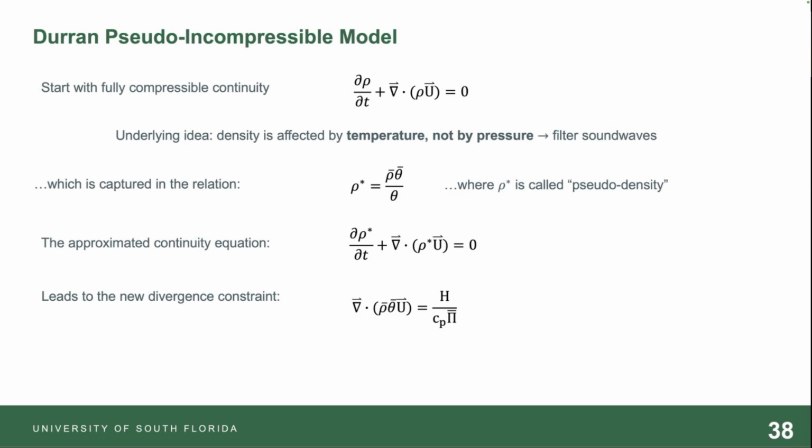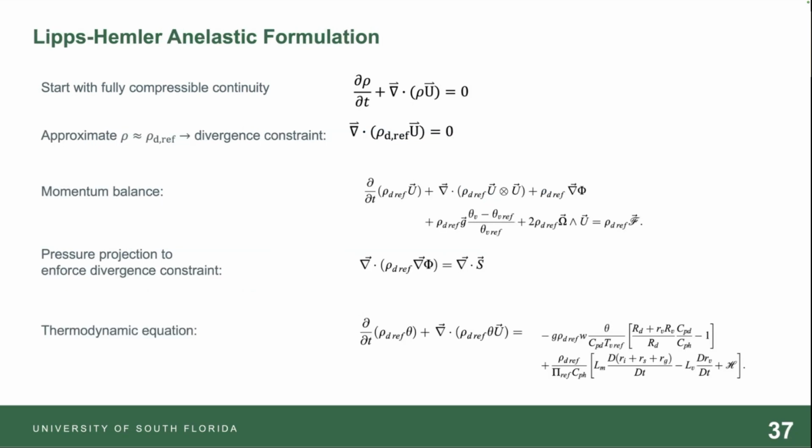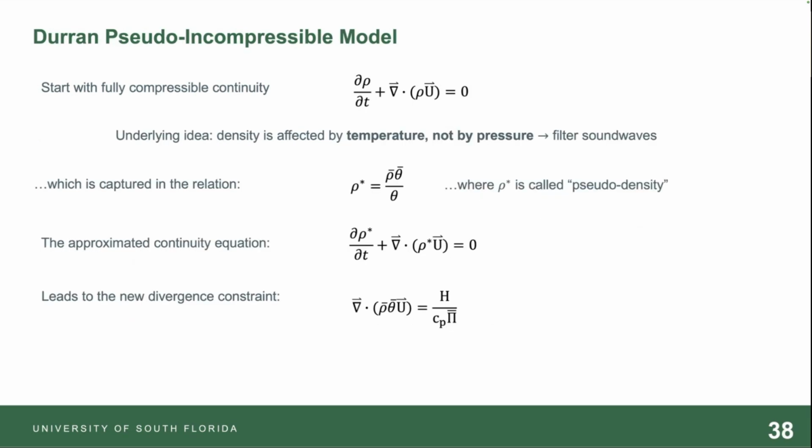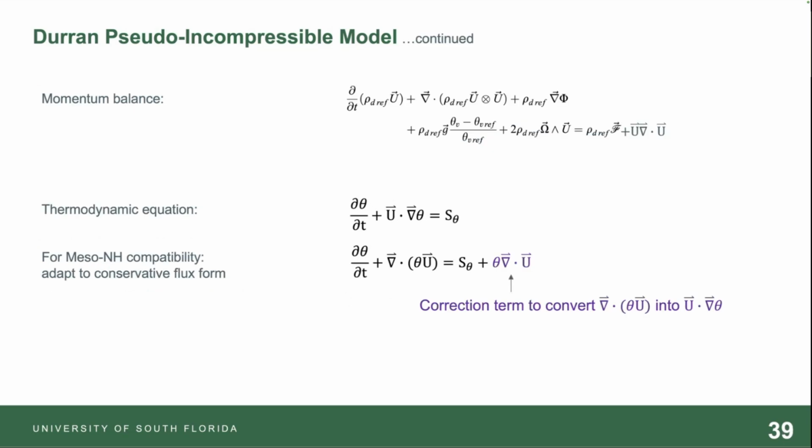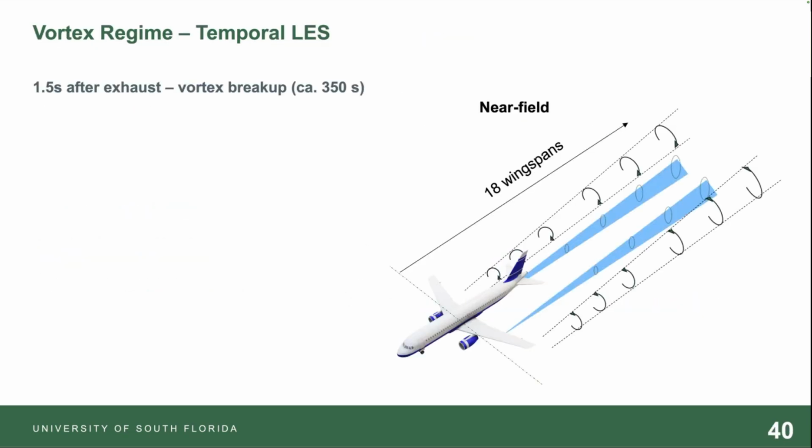And really all I want to point out here is that it is very important for us to accurately model the plume cooling. And that is why we cannot use Meso-NH's, if I just go back a slide, Meso-NH's native anelastic formulation, because that doesn't allow for density variations, and therefore the cooling will not be sufficient. So we're currently working on adopting the Durran pseudo-incompressible model, and that will hopefully improve the cooling characteristics.